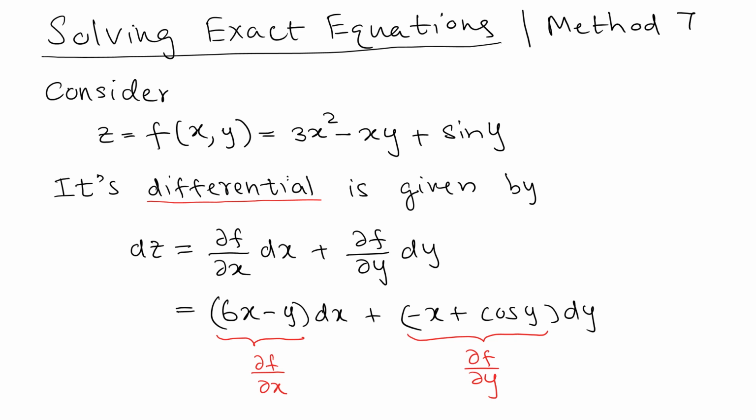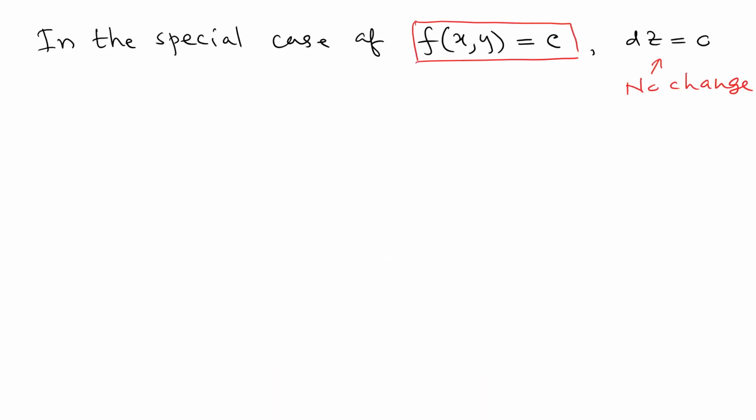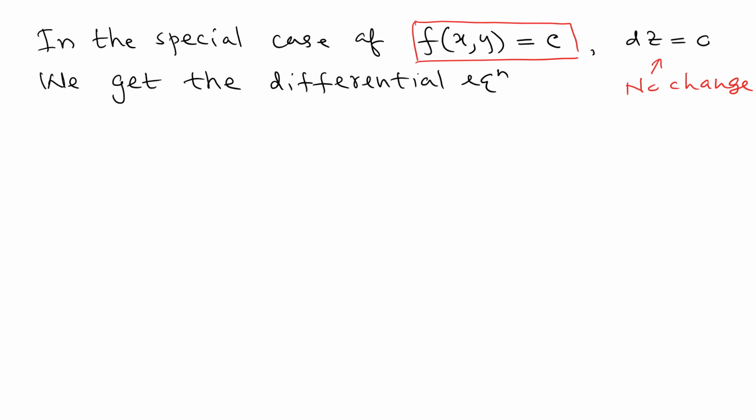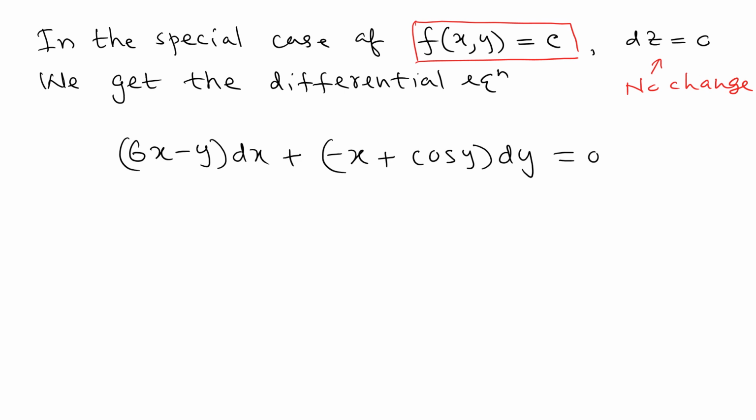Now we can consider a special case. What if the function f(x,y) is a constant function? If it's a constant function, when you take the derivative, the total differential, the change, is 0. So in the special case f(x,y) = c, a constant, the change dz is 0. There is no change. Because of that, you can set the total differential equal to 0, and now you can write a differential equation.